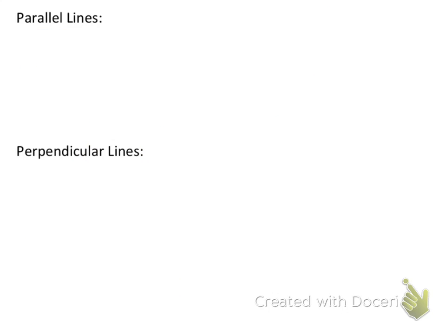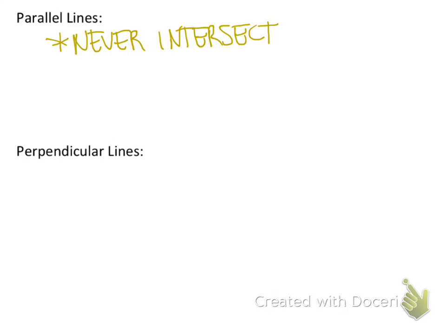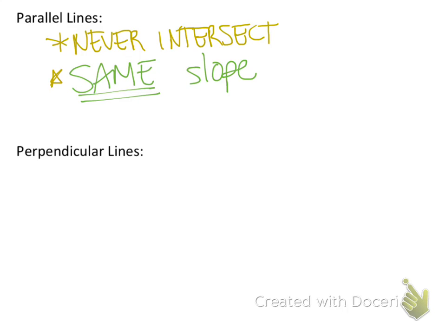Next we have parallel and perpendicular lines. The first thing that should come to mind if I were to ask you what parallel lines are is that they never intersect. In order for two lines to never intersect, they must rise at the same rate that they run at. In other words, they have to have the same slope. So the slope of line 1 equals the slope of line 2 means they're parallel lines.